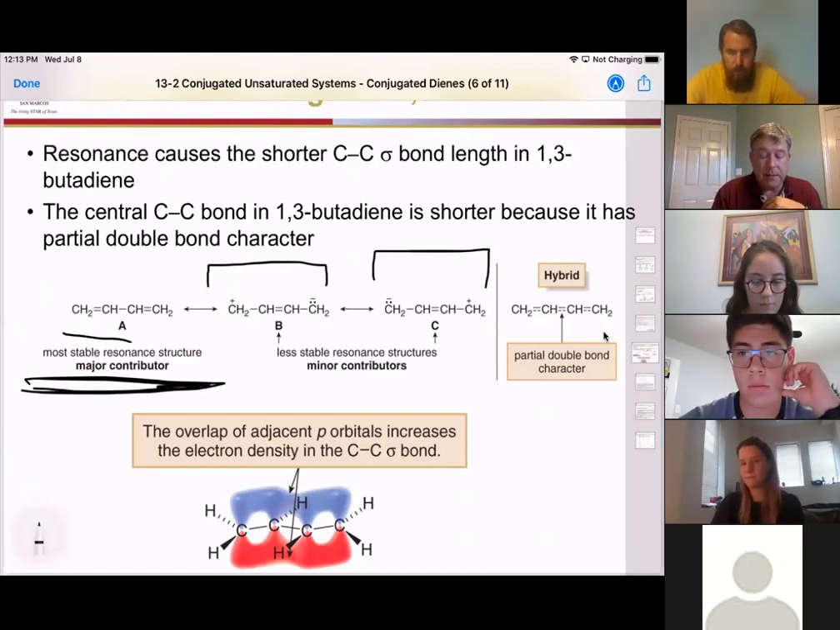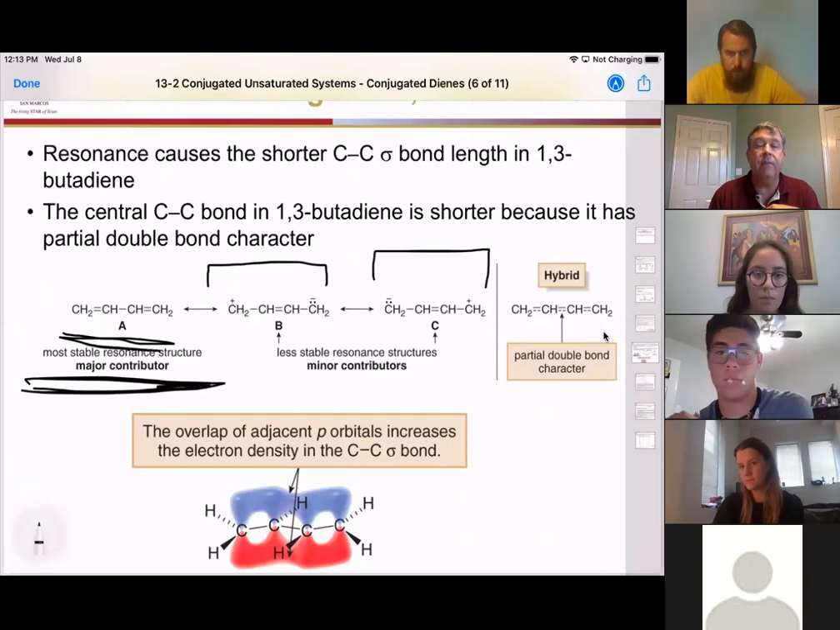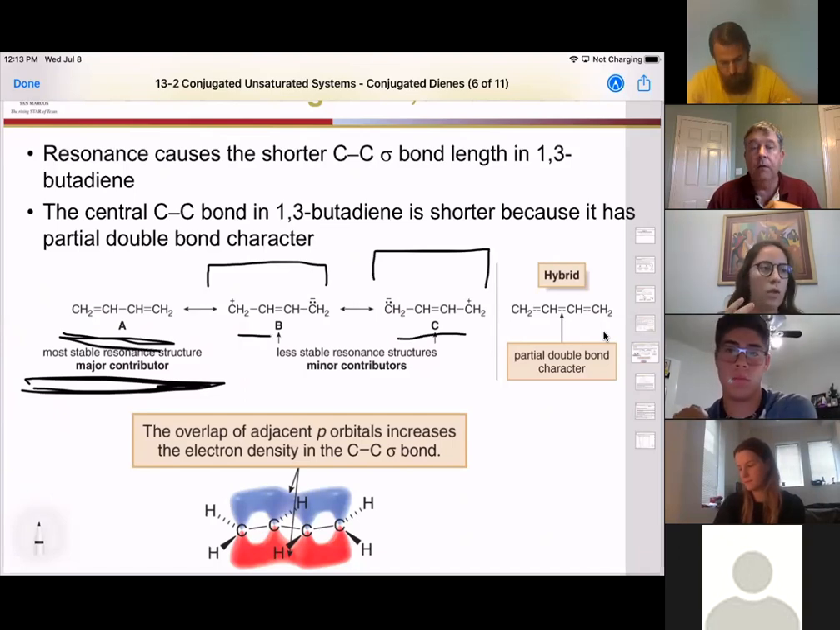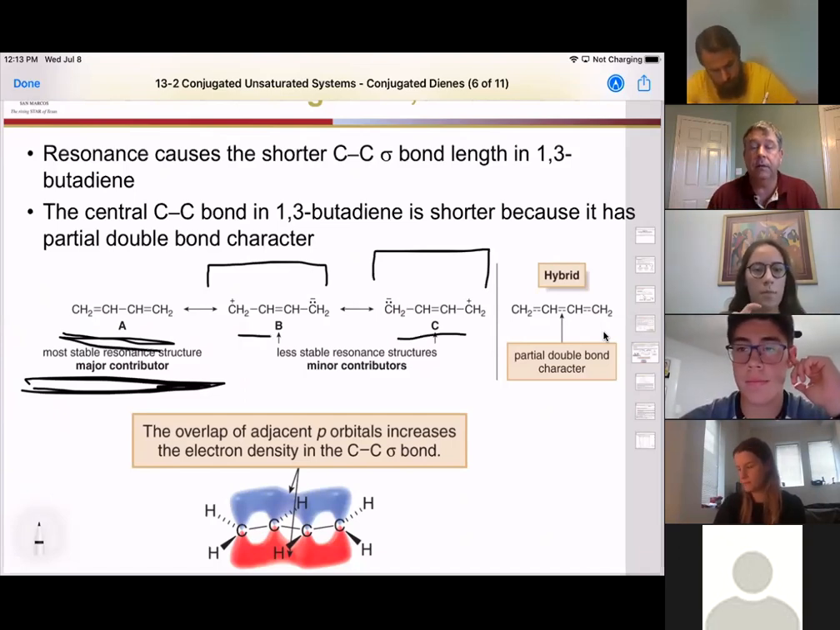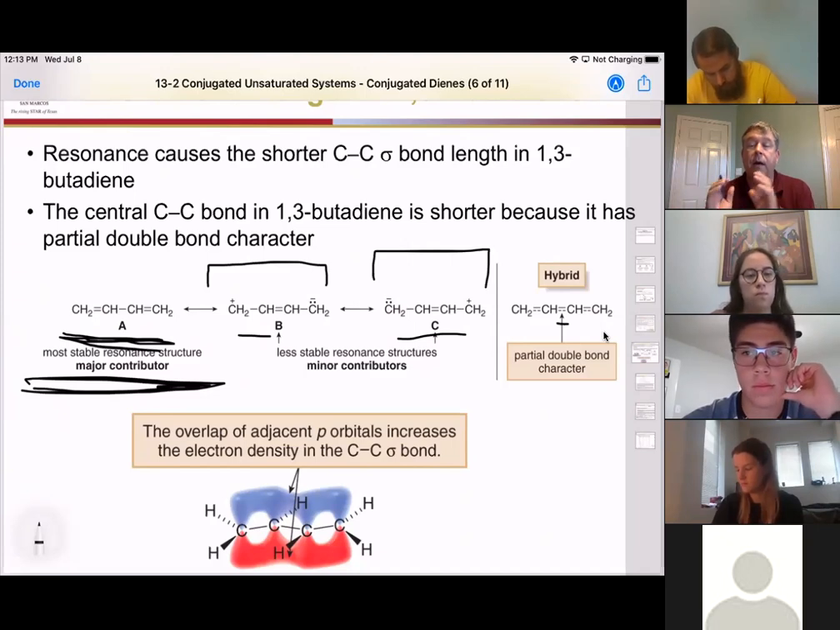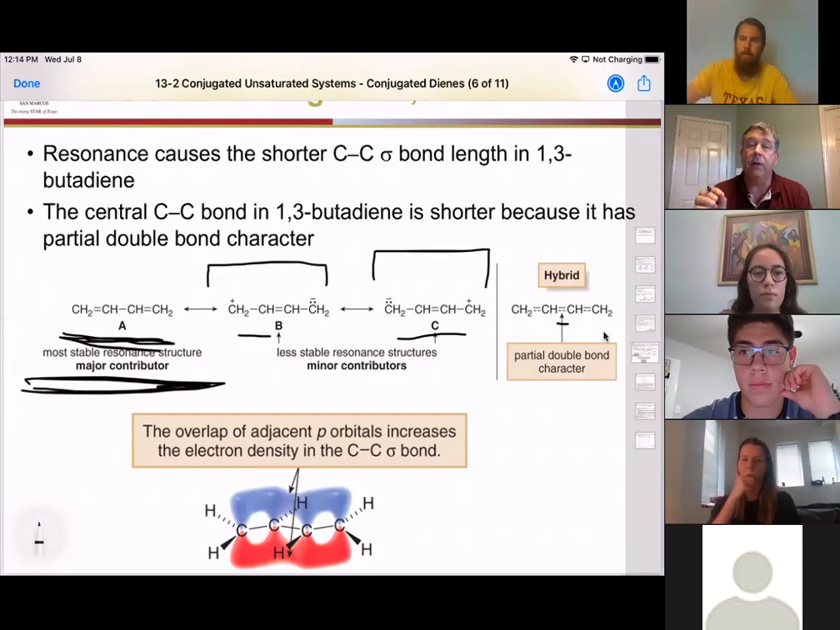Now, because this has the highest number of bonds, a total of 5 bonds, and each of these has 4 bonds and a separated charge, so this is the more stable of the resonance contributors. It contributes the most. However, because of that partial double bond character here, we see it does have our hybrid resonance structure, has that little bit of a double bond, and that accounts for the shorter sigma bond between the two double bonds, okay?